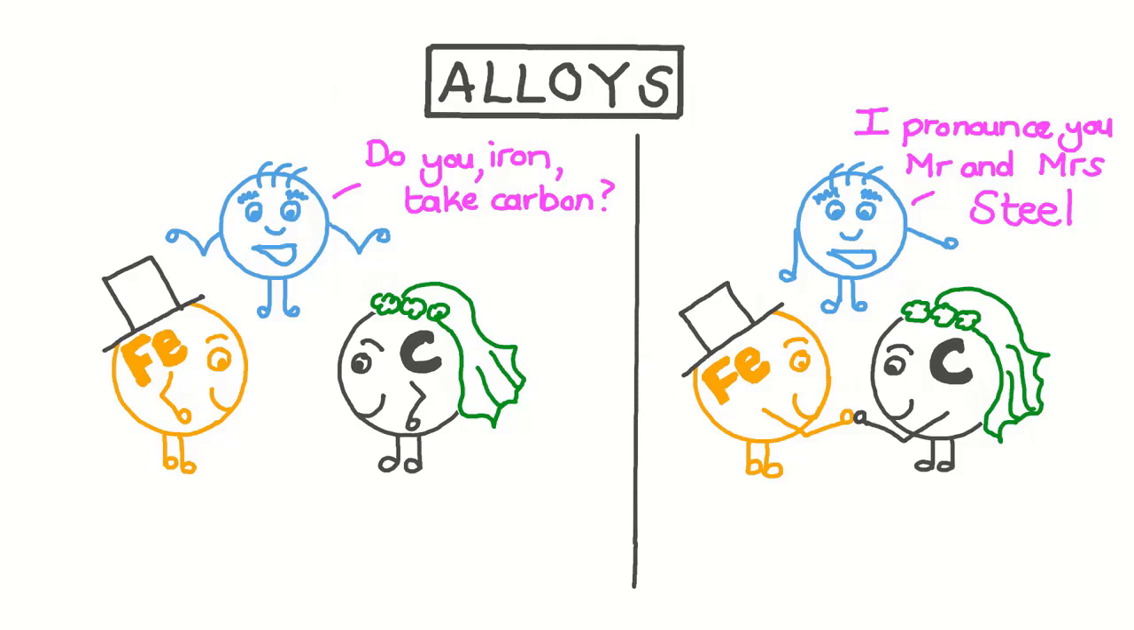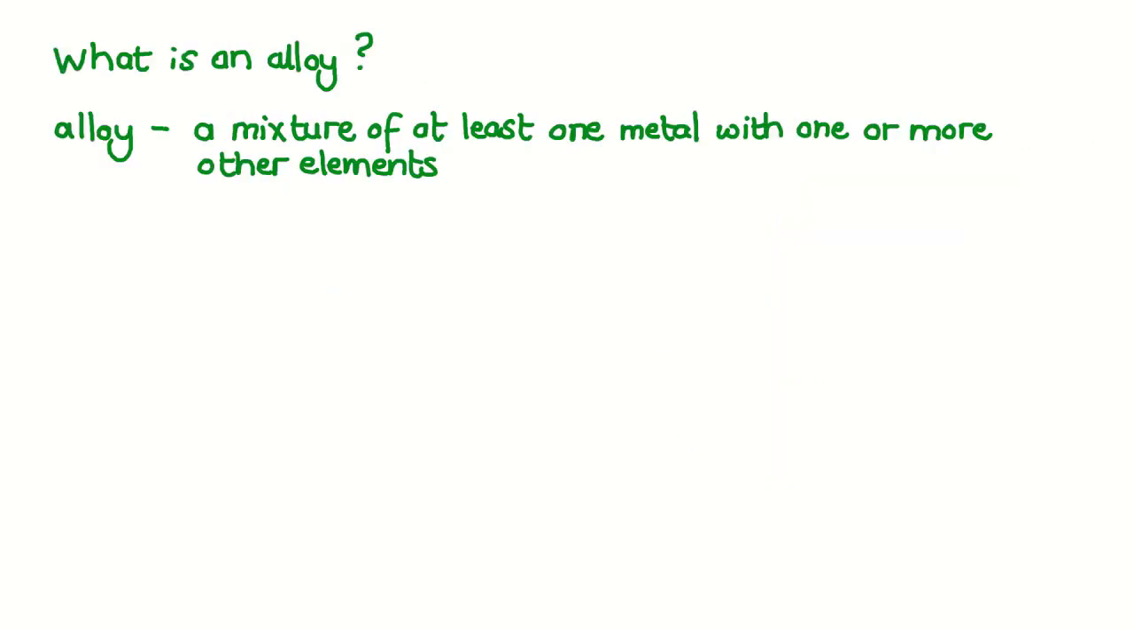In this video, we will learn what an alloy is. We'll learn about some common alloys and how the composition of an alloy influences its properties and therefore its uses. An alloy is a mixture of at least one metal with one or more other elements. The other elements can be metals or non-metals.